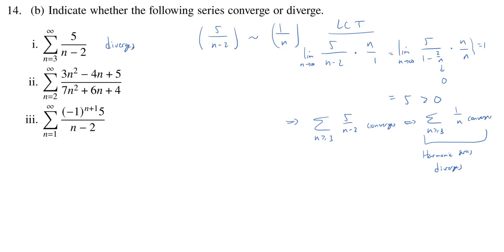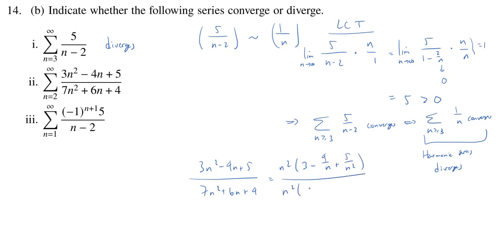All right, second one, we know what the argument is supposed to be. We want to show by the non-vanishing sequence test, this sequence converges to 3/7, and so the series diverges. So let's take a peek. If I have 3n squared minus 4n plus 5 over 7n squared plus 6n plus 4, I factor out an n squared, and I get 3 minus 4 over n plus 5 over n squared, over n squared times 7 plus 6 over n plus 4 over n squared.